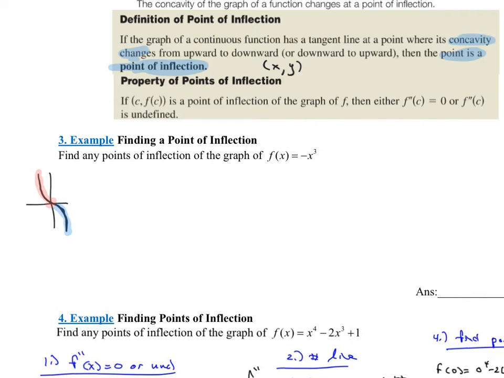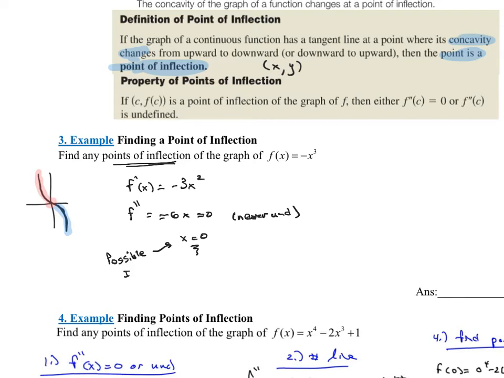So again, to find inflection points in concavity, we want to look at the second derivative. The function's negative x cubed. The first derivative of the function would be negative 3x squared using the power rule. The second derivative of the function would be negative 6x. We know this is never undefined, but it is equal to 0. Divide both sides by negative 6, and we would end up with x equals 0. So this right here, again, is where the second derivative is equal to 0, or the second derivative is undefined. It is not a critical value. This is called a possible inflection point.